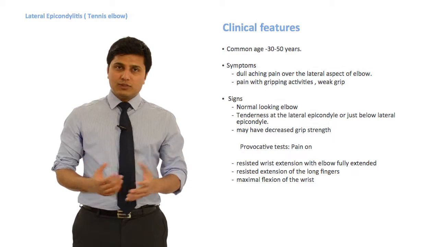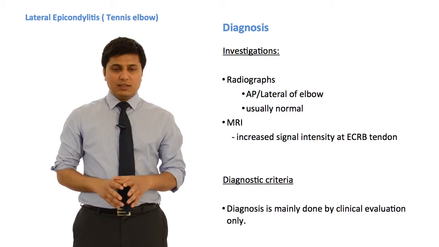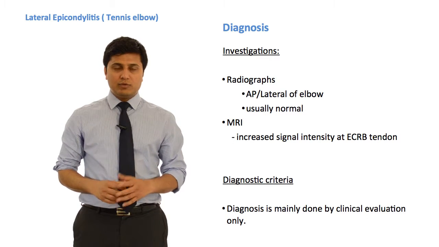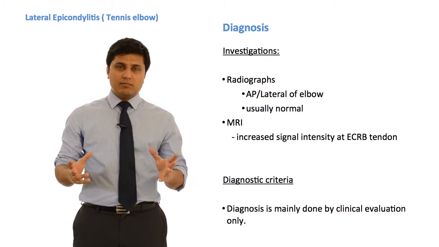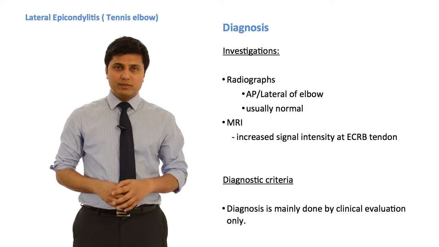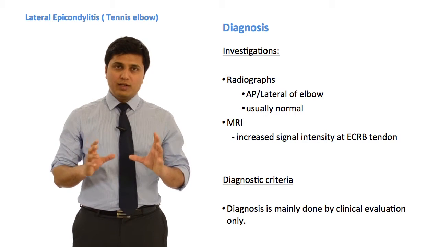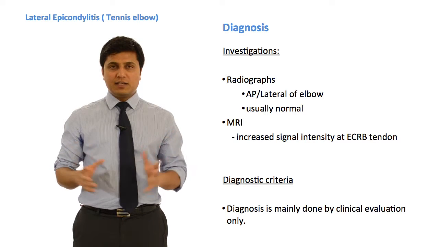So how do we diagnose this condition? Are there any investigations which we can do? Generally, X-rays are normal if you look at the AP and lateral radiograph of the elbow, and in some cases MRI may show inflammation at the origin of the ECRB tendon. The diagnosis is purely based on clinical evaluation, just based on the history and clinical examination findings.